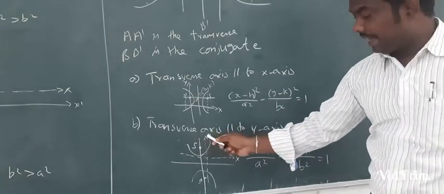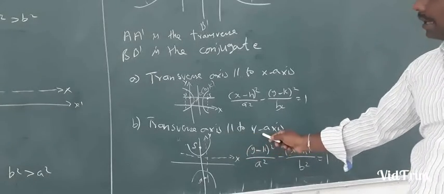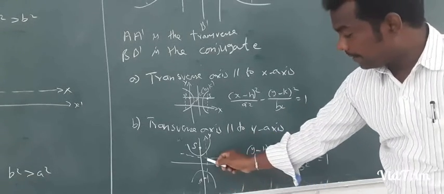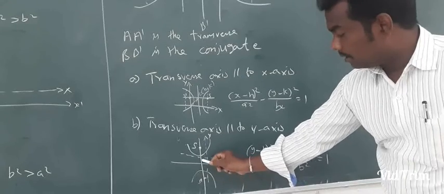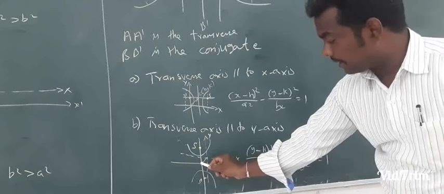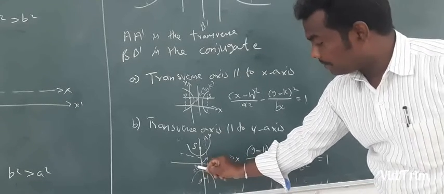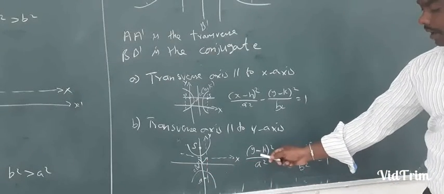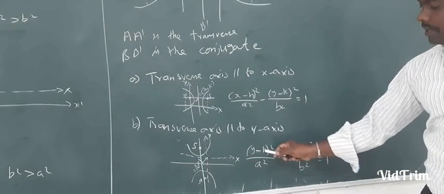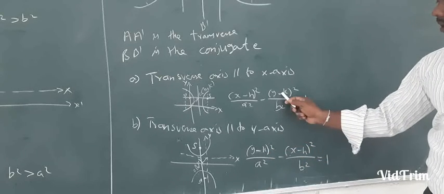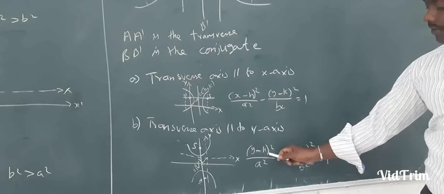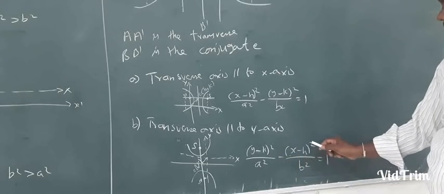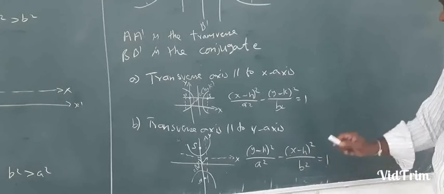Suppose the transverse axis is parallel to the y-axis, which means the graph should be of vertical type. This time the origin is shifted. Here the center is h comma k. That time we have the formula: here y minus k the whole square will be changed to the first term, and also a square, minus x minus h the whole square by b square is equal to 1.